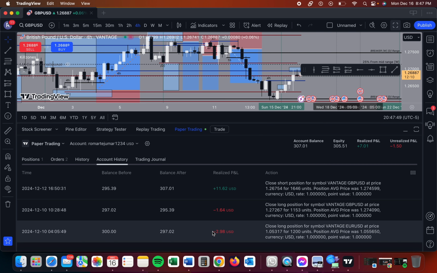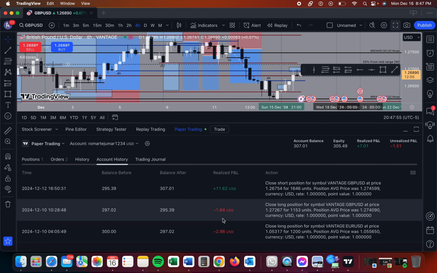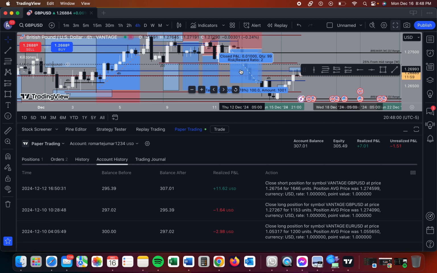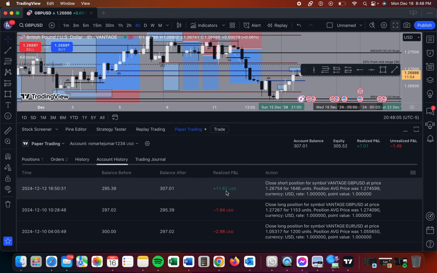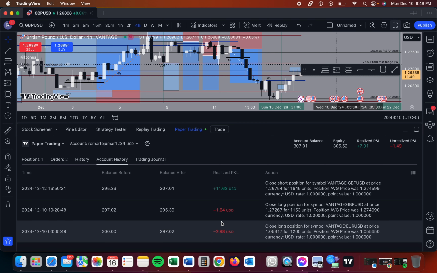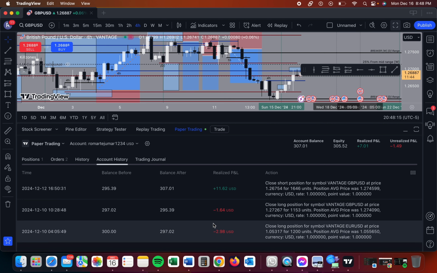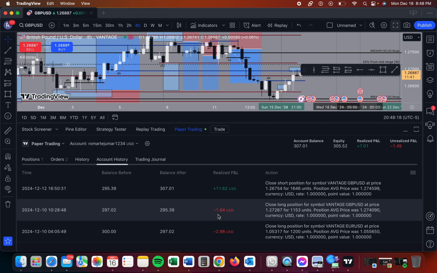So I made some losses. This one with a 1% risk only. Because of that, 200 pips, 100 pips each contract, I made $11. So though I was wrong in the previous two trades, I'm still recovering on my equity of $300 starting.